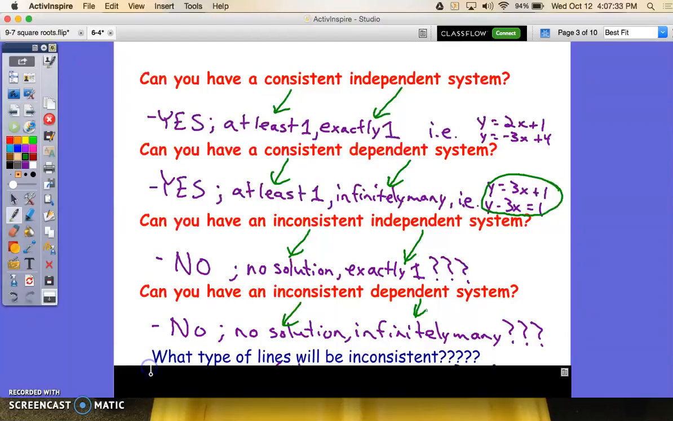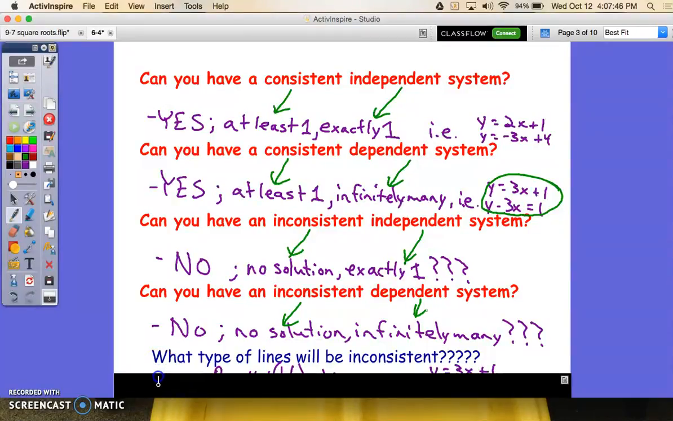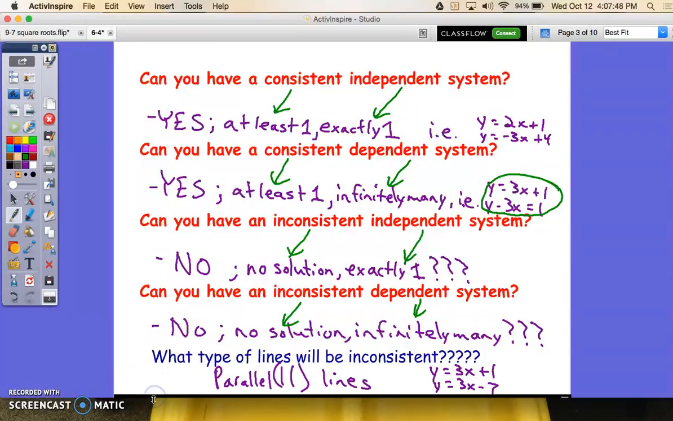Now, last part here, some of you may be thinking what inconsistent lines actually represent. If you have two lines that are inconsistent, you are representing two lines that never intersect. Therefore, they would be, you got it, parallel lines. If you notice they have the same slope here, therefore they would never intersect because they have the same rise over run. So when we talk about inconsistent, that is what we are referring to, parallel lines.